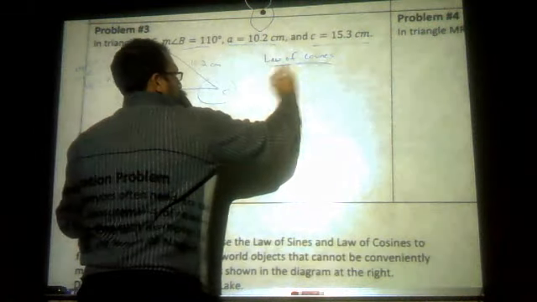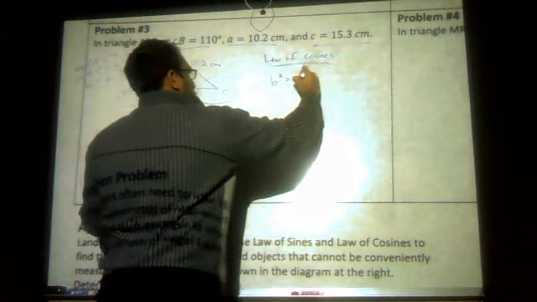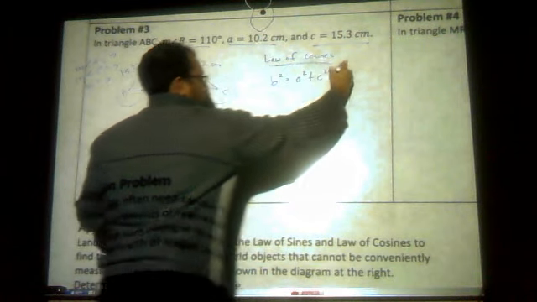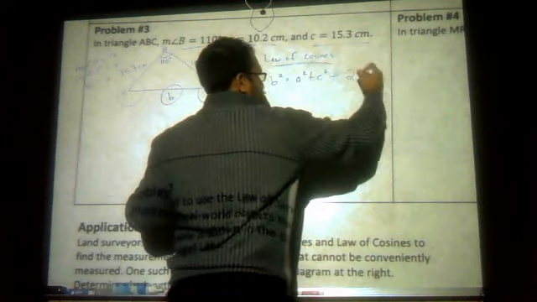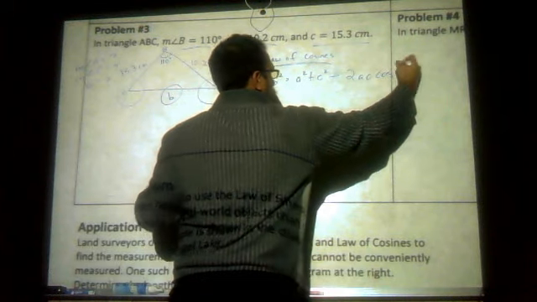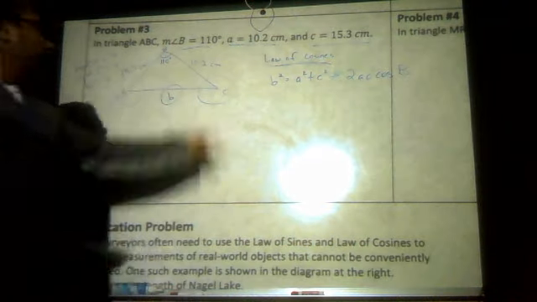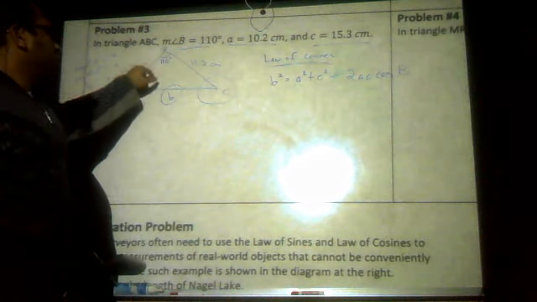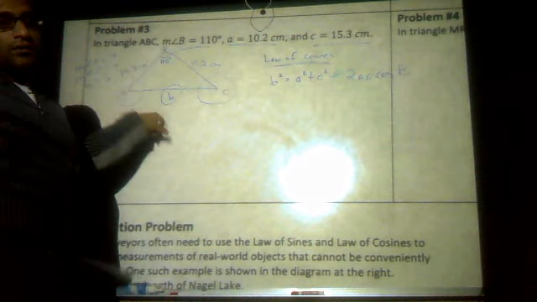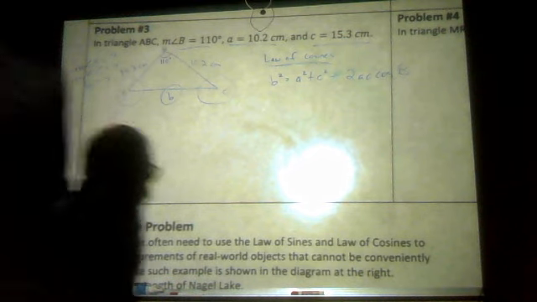So if we're looking for the side B, then we're going to say B squared is equal to A squared plus C squared minus 2AC times the cosine of angle B. That's our formula. Because we know the side A is over here. We know the side C, but we don't know the side B. We figured out that we could use the law of cosines because we do have two sides and an included angle.